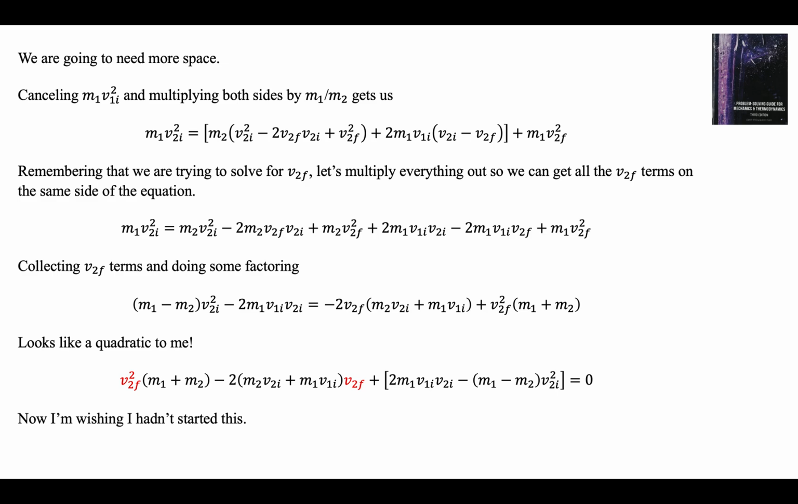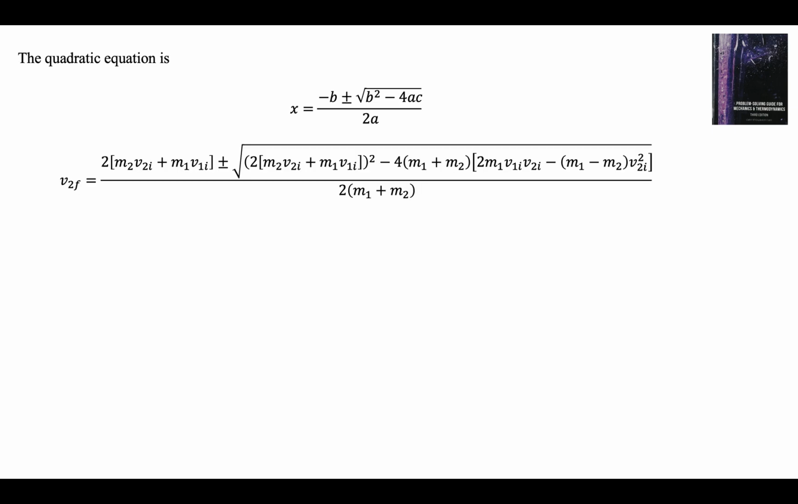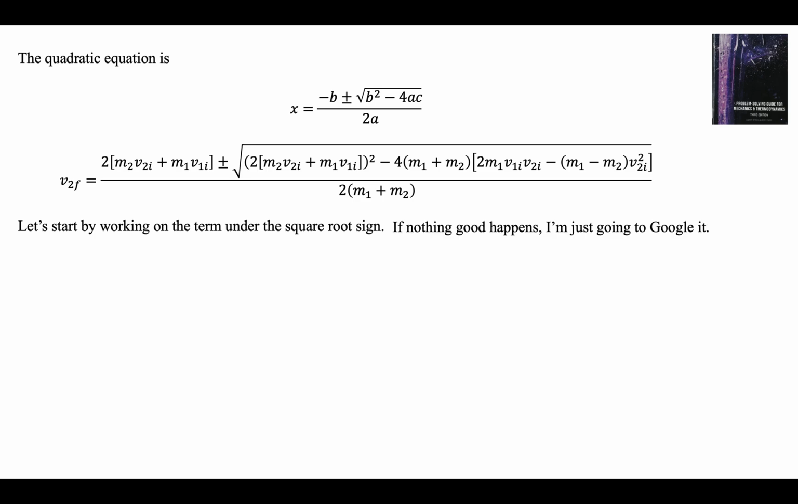Now I'm wishing I hadn't started this. This is a mess. We're going to use the quadratic formula on this. Here's the quadratic equation. We plug it in, it looks like this. All right, so let's just mess with this thing under the square root sign. If this thing does not have a nice square root, we're just going to give up. I'm just going to Google it, figure out what V2 final is when two things collide elastically.